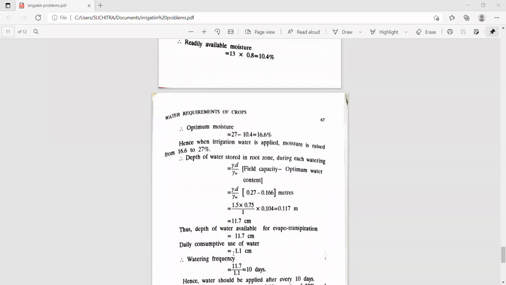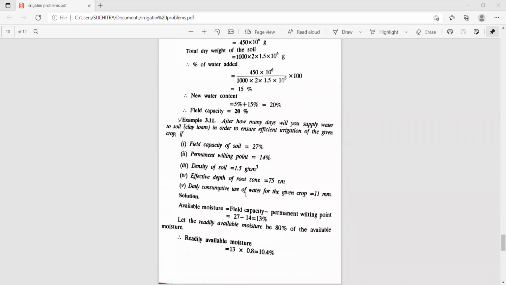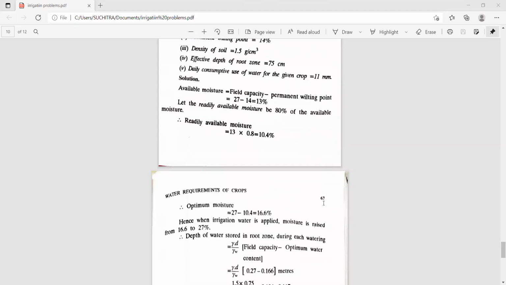Now the depth of water available for evapotranspiration is about 11.7 centimeter. We know the daily consumptive use of water for the given crop is 11 millimeter or 1.1 centimeter. So the water frequency required is the depth of water stored in the root zone divided by the daily consumptive use, that is 10 days. Hence water should be applied after every 10 days.